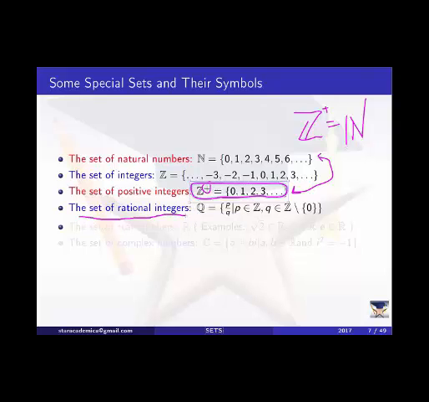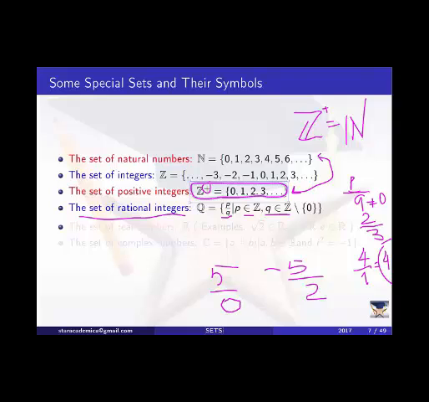The set of rational numbers. So we have P divided by Q type of numbers, where P and Q are both integers. However, we do not allow Q to be 0, so this has to be non-zero, otherwise it's not defined. So for example, 2 over 3 is a rational number. 4 over 1, which is 4, is a rational number. So 4 over 1 is a rational number, at the same time it's an integer, right? So minus 5 over 2 is also a rational number. However, 5 over 0 is not a number. This is not defined. Okay, this is not allowed.